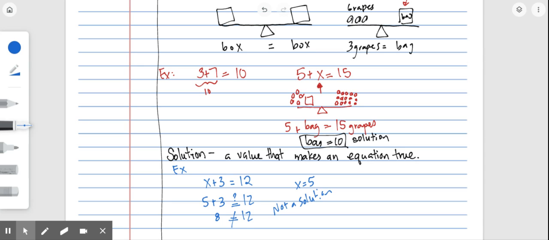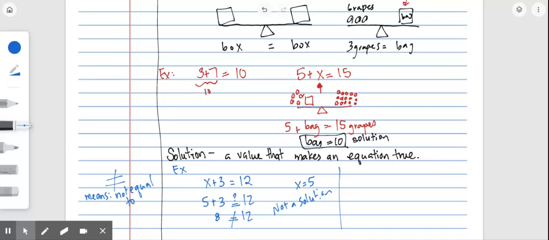Okay, so a few things about this example. You're going to notice down here I used a sign that looks like an equal sign with a line through it. This just means not equal to. That's all it means. Since 8 is not equal to 12, I know that that expression works.